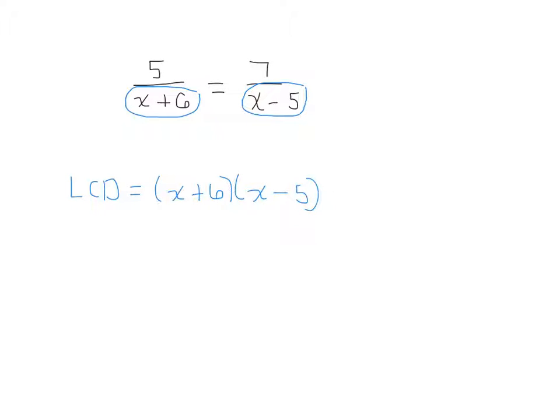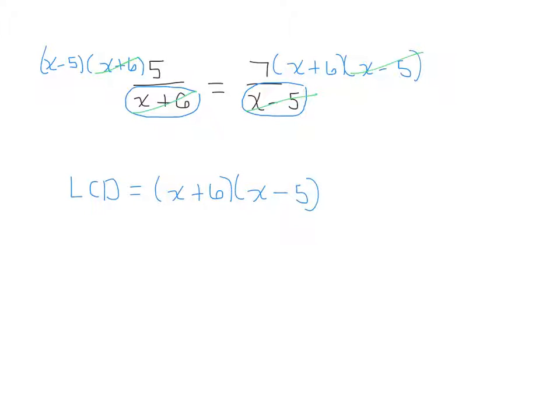So again, instead of getting common denominators, I'm just going to multiply each numerator by both of those things. By doing so, it allows me to cancel my denominators. So for the fraction on the left side of the equal sign, x plus 6 over x plus 6 cancels. And for the fraction on the right side of the equal sign, x minus 5 over x minus 5 cancels.